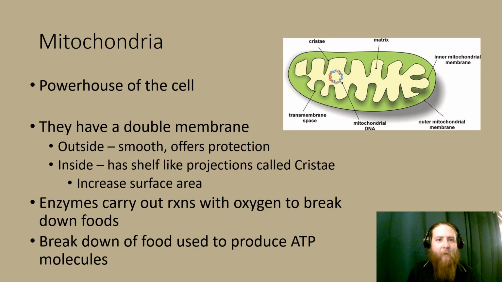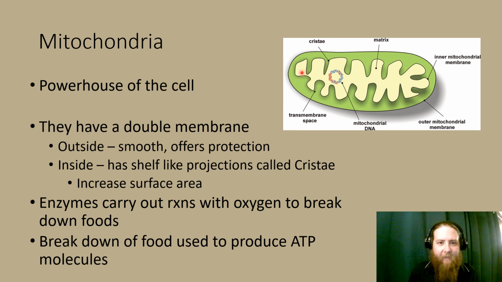Next up is probably everyone's favorite, the one that most people know: the mitochondria is the powerhouse of the cell. The mitochondria has a double membrane as well, separating the inside from the outside. Anytime you see this, it's because the organelle or structure wants to have a different environment on the inside versus the outside. So on the outside is smooth, and that offers protection so that the mitochondria can float around the cell and bump into things.